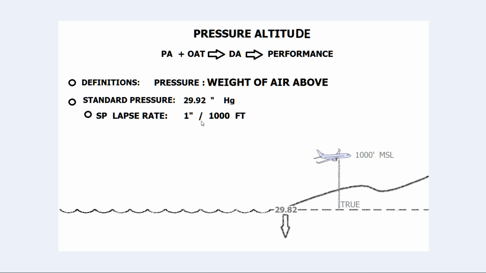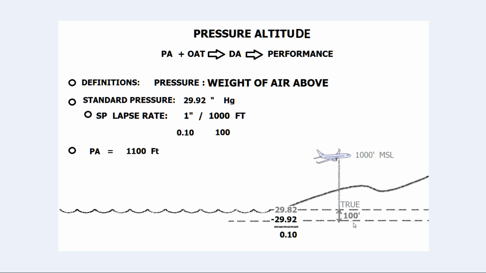How can we find it? Again, we can use this lapse rate. So we can find the difference between the standard and the sea level pressure, and if we take the difference between them, we see that there is a 0.1 inch difference. So again, if 1 inch is 1000 feet, 0.1 inch is only 100 feet. So it actually adds to our altitude. So if this is our altitude from the sea level, it adds to our altitude by 100 feet, and our pressure altitude would be 1100 feet today.